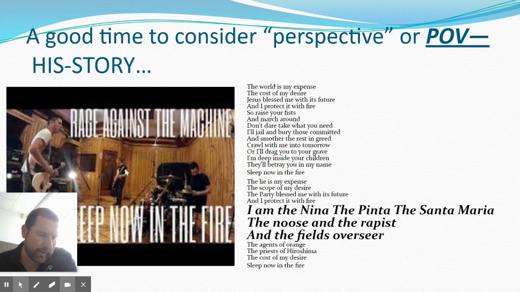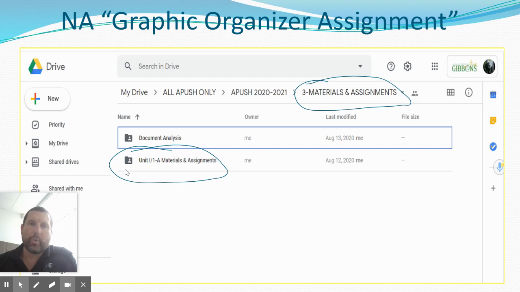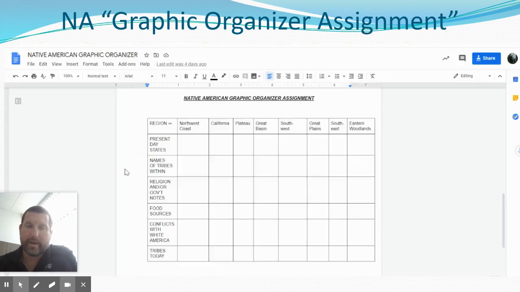Okay, so a lot about point of view today. And one of the points of view we are going to get into right now, with the time you have remaining in class and for homework tonight, is an assignment called the Native American Graphic Organizer assignment. Go to your Google Drive. Go to folder number 3, Materials and Assignments. There, under Unit 1, you have a folder called Materials and Assignments. And what you're going to pull out there is entitled the Native American Graphic Organizer.